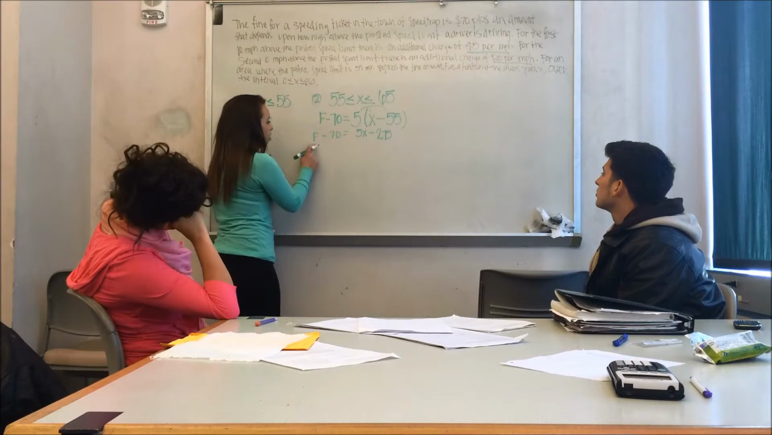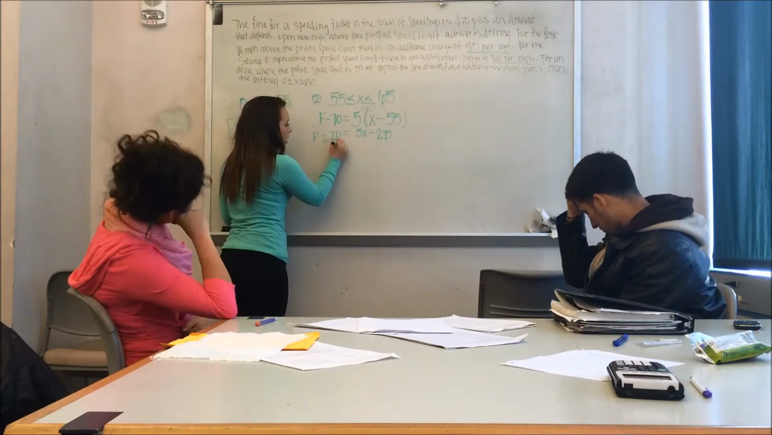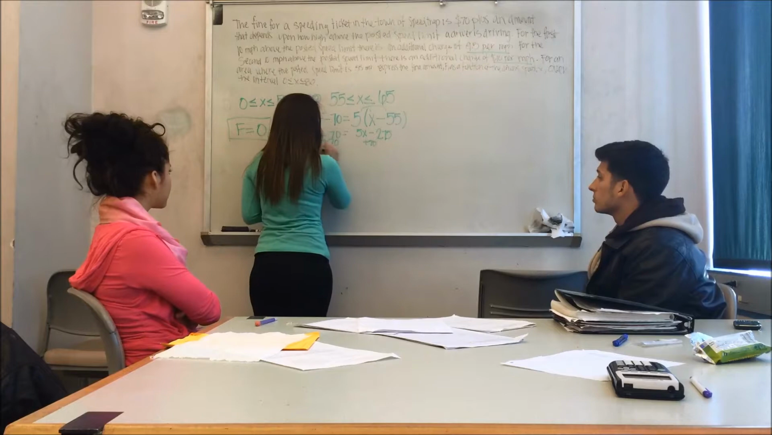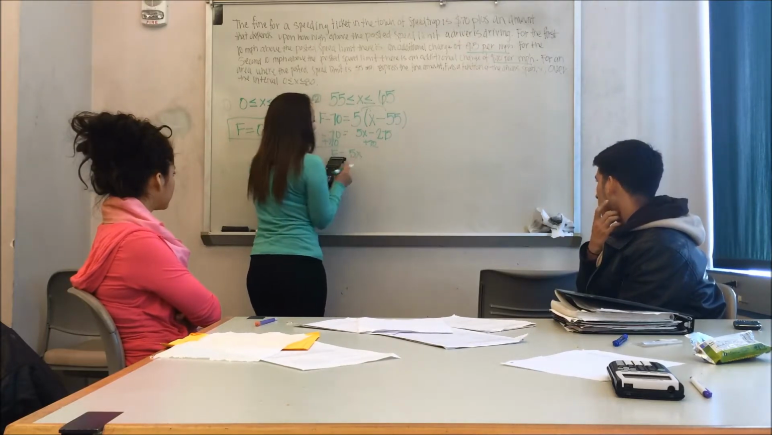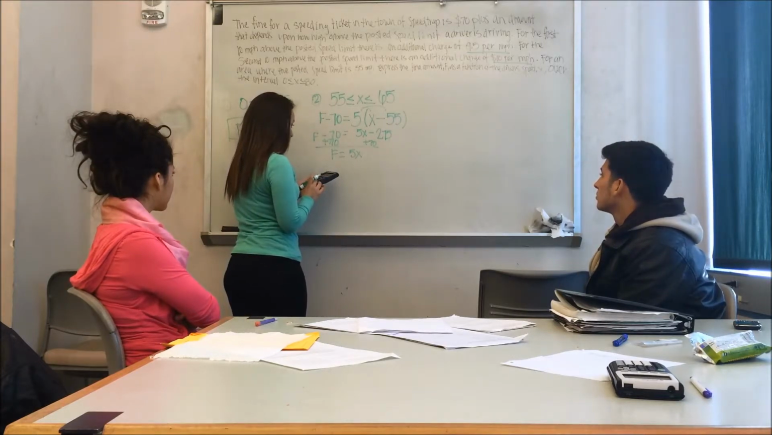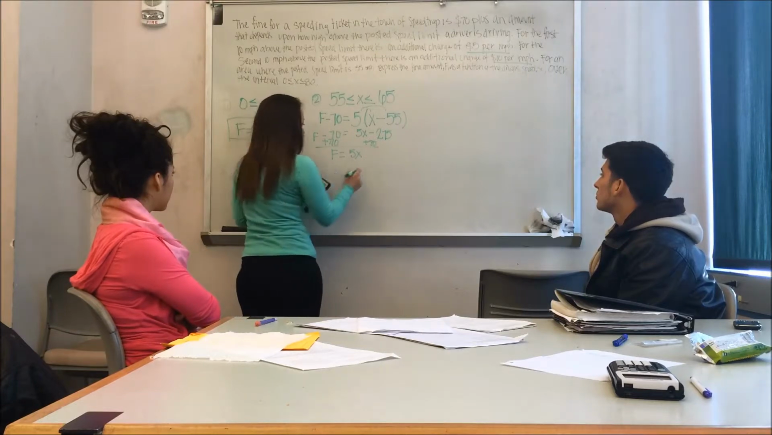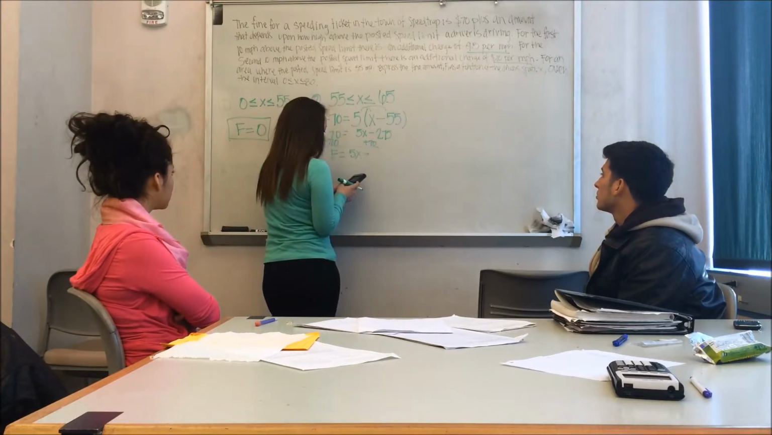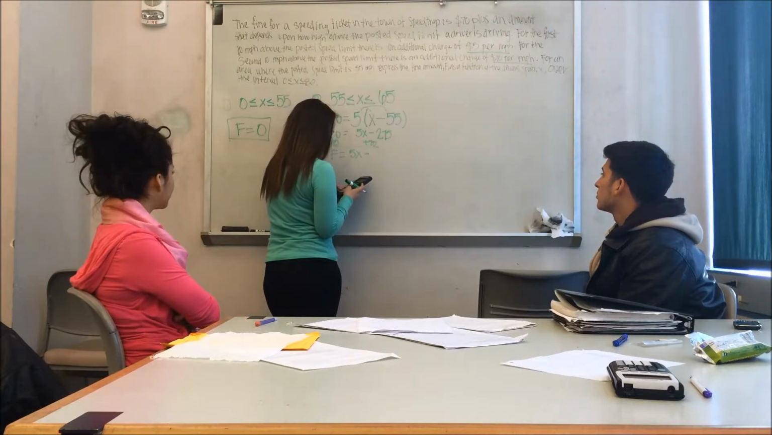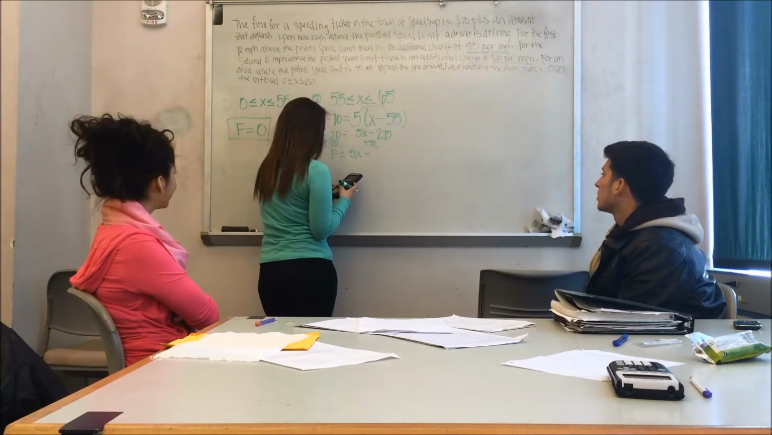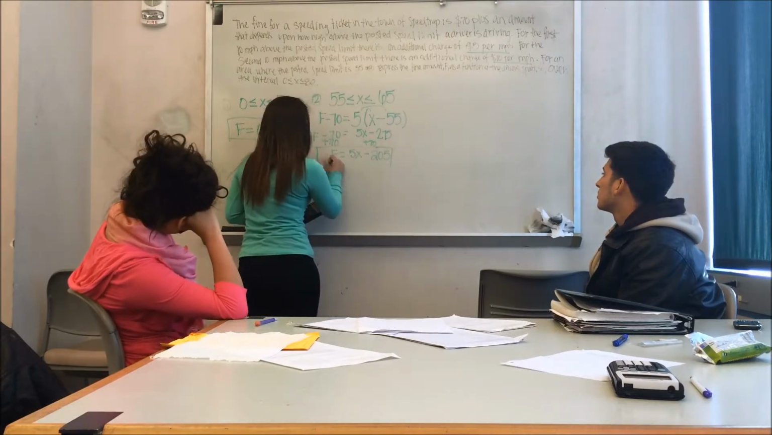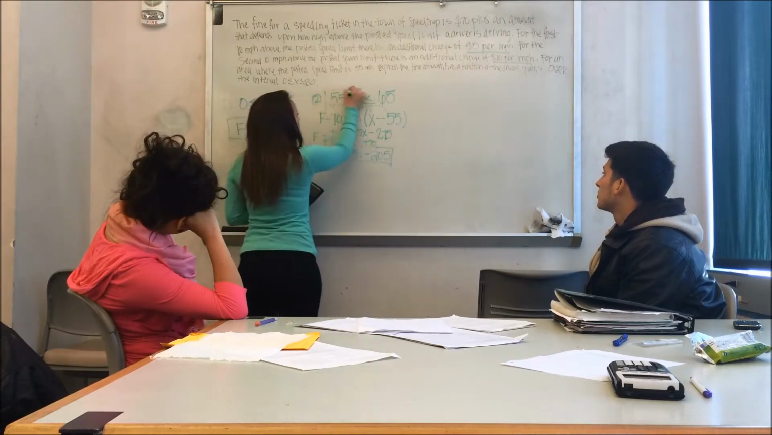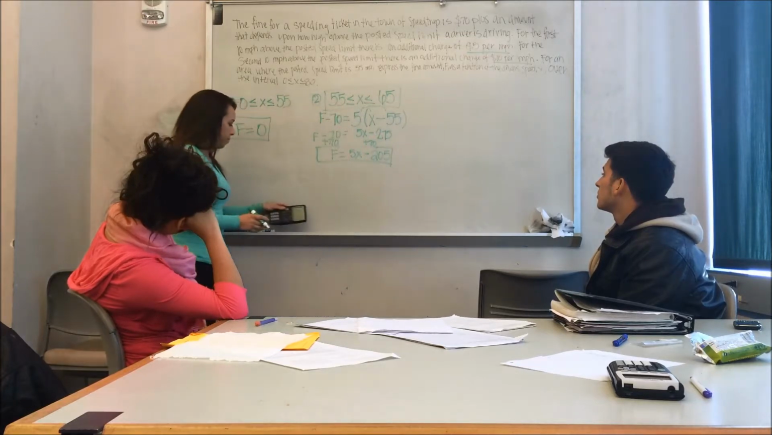And now we said we're trying to solve for F, so what you're going to do is add 70 to both sides. And on this side you're left with F equals 5X minus $205. So this is going to be the equation for the interval of 55 to 65.